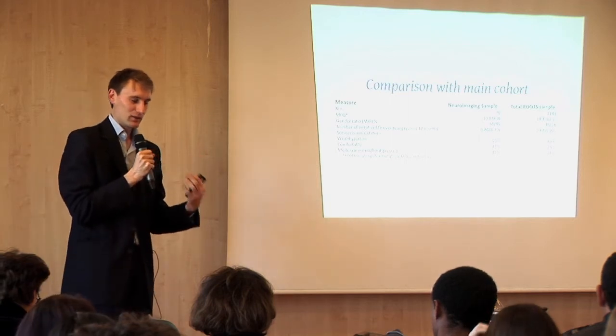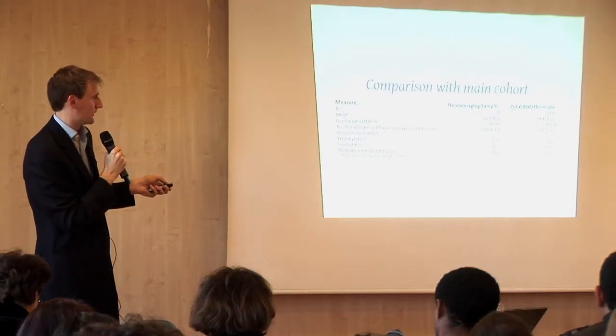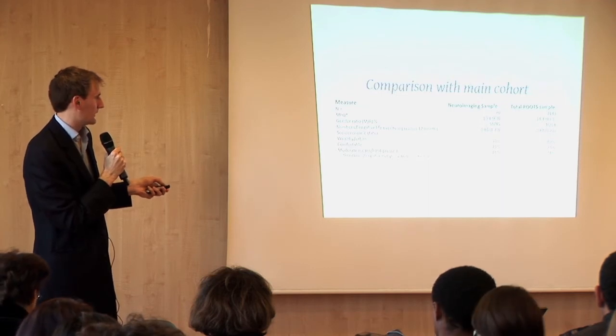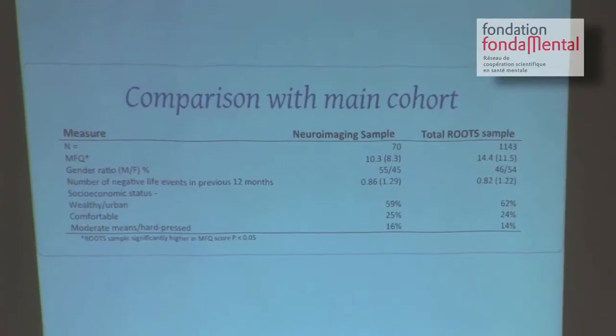So by having all the data, this wealth of data from the main cohort, we're able to compare the neuroimaging subsample with that of the roots sample to see if it's representative. And we were able to recruit 70 participants of this sample, and those in the neuroimaging sample scored slightly lower in depressive symptoms at the time of scanning, because we controlled for any current DSM depression. There were no differences in the gender ratio, and there were no differences in the socio-economic status for those that participated in the neuroimaging task compared to the whole sample.